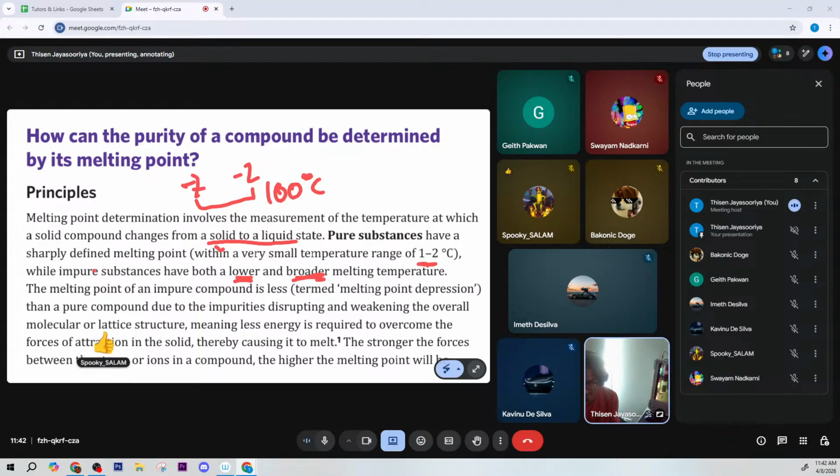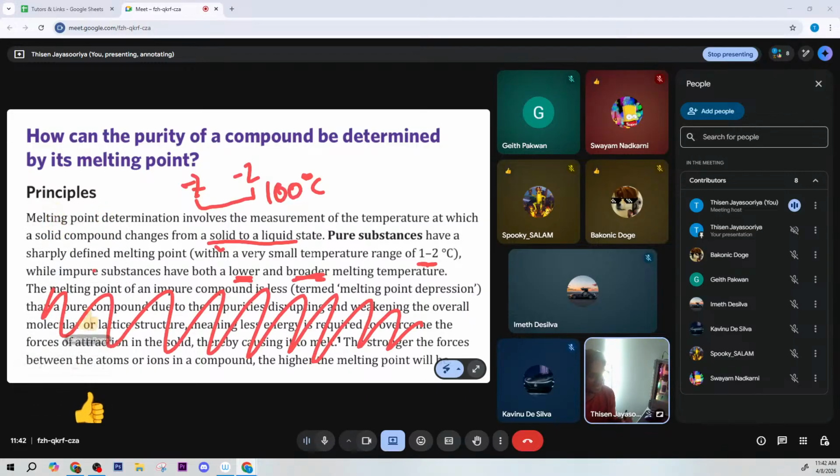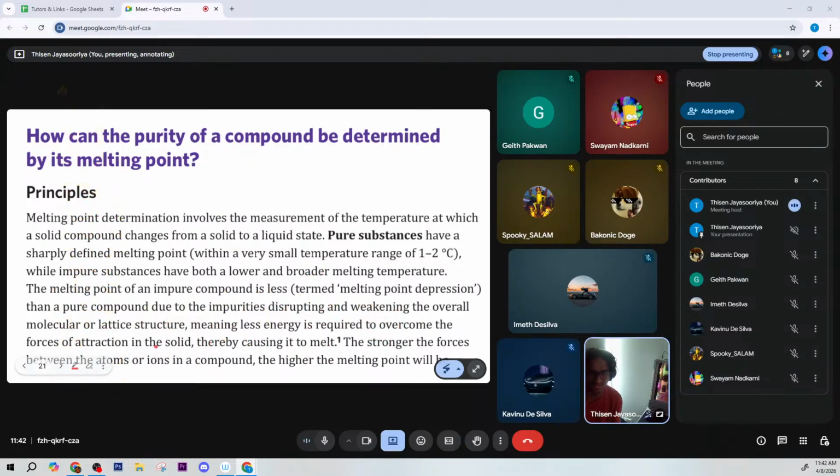The rest of this slide is mostly yap, I'll be honest. Essentially, it just describes how the lattice is irregular, which causes the melting point to change. They don't want you to go that deep into it because we're not dealing with specifically metals. The idea is that if there are impurities, it makes an irregular lattice, and an irregular lattice requires less energy to overcome. That's the only idea that the rest of this slide tries to show.